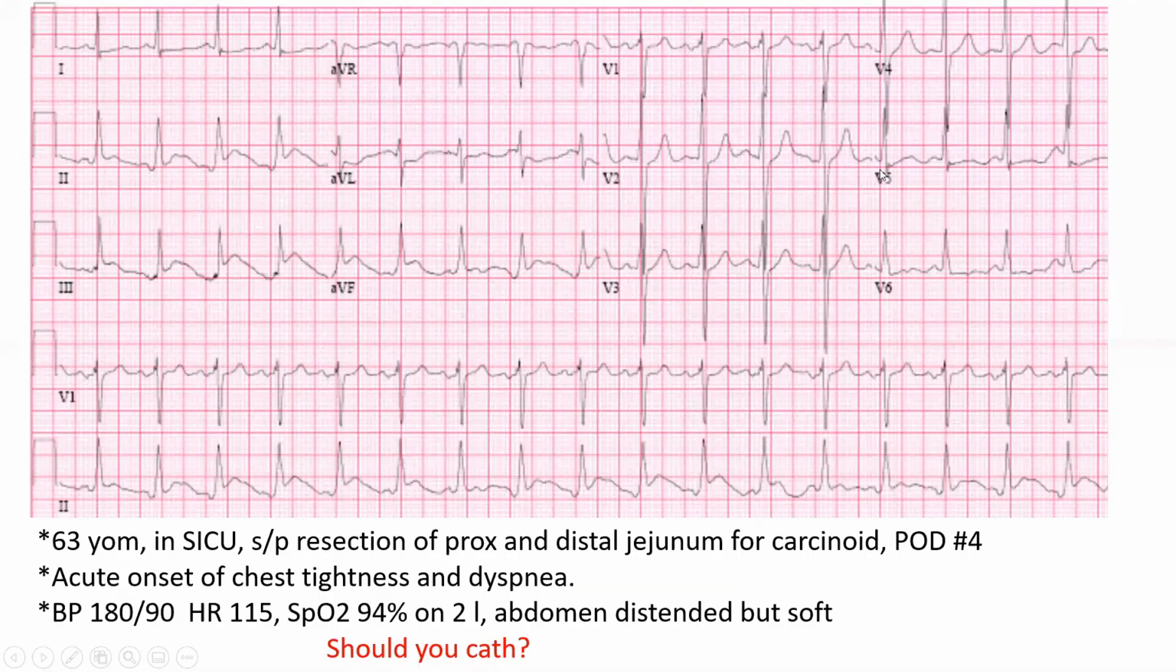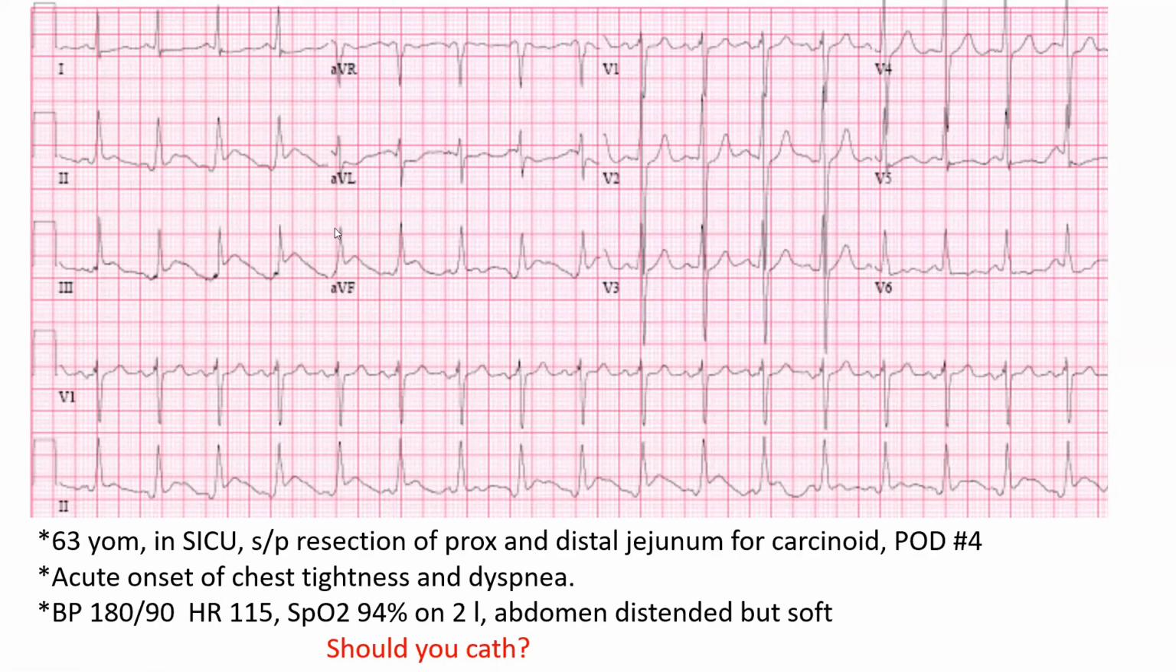So this is a patient I had when I was a fellow, but it was a dazzling case to me, so I saved that EKG. He's a 63-year-old man in the surgical ICU. He had extensive bowel resection for carcinoid 4 days previously. He's having acute onset of chest tightness and dyspnea. His blood pressure is 180, he's tachycardic. Should you perform cath on this patient? A code STEMI has been called by the surgeon.